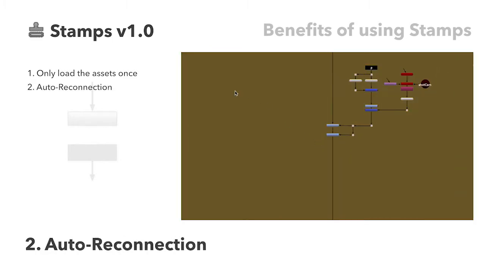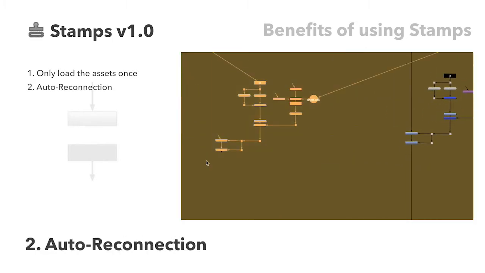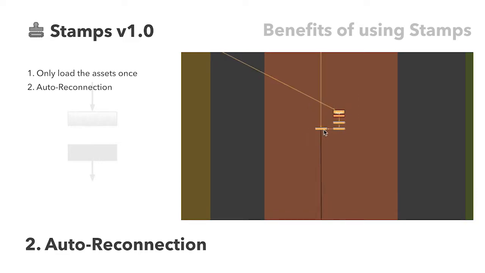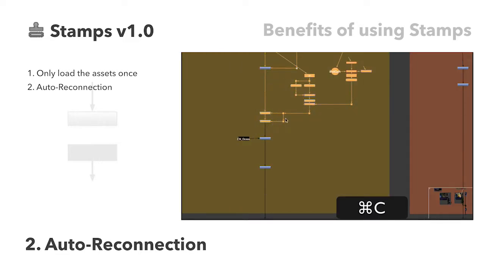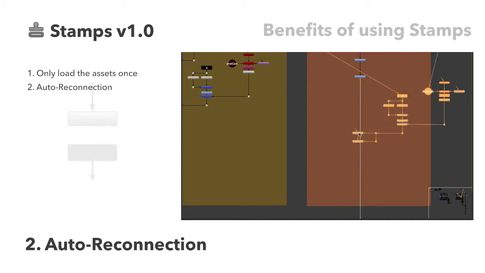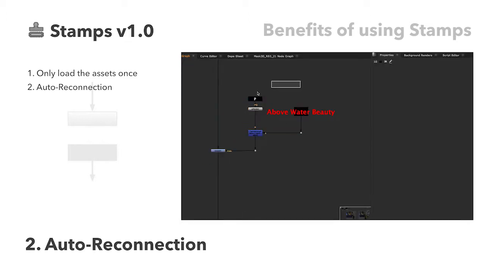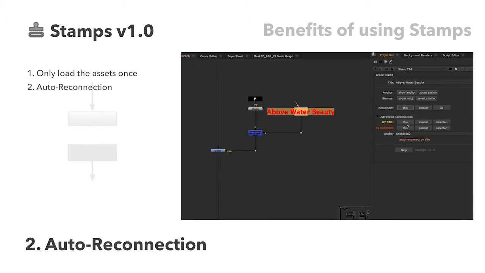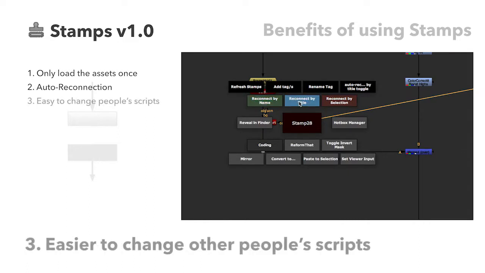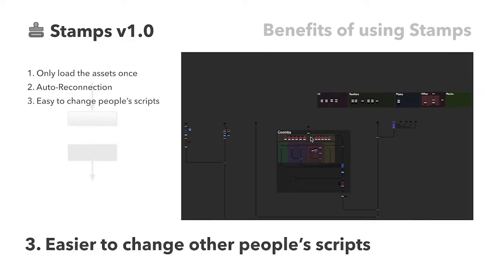Auto-reconnecting means you don't have to think about copy-pasting nodes or node trees and connecting them manually anymore, as everything will get connected straight away to what it needs, even when copy-pasting between different Nuke scripts. You can also feel confident that you can always find where the stamp needs to be connected to, thanks to the advanced reconnect functionality.